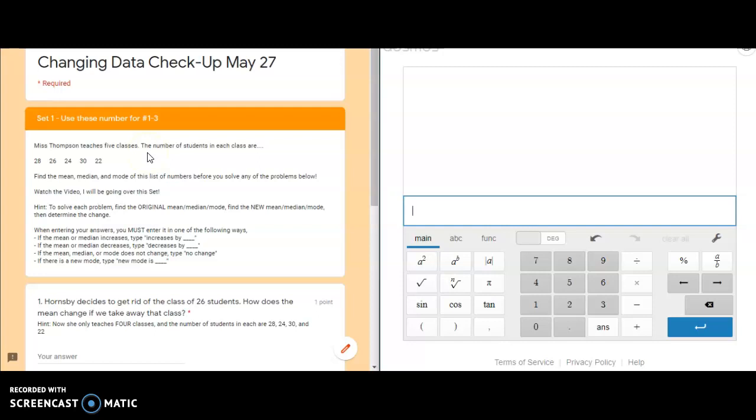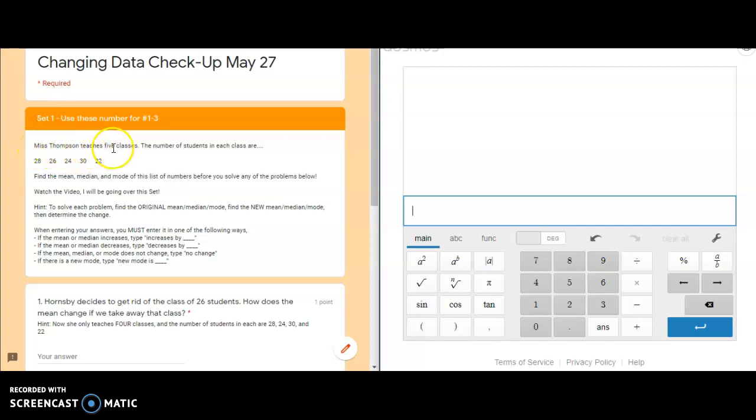Kind of crazy. All right, so we are again doing changes in mean, median, mode, and range. You're going to have three sections. The first two sections will tell you whether you're right or wrong, and the final section will be graded. You want to read carefully here so you understand what you're doing.